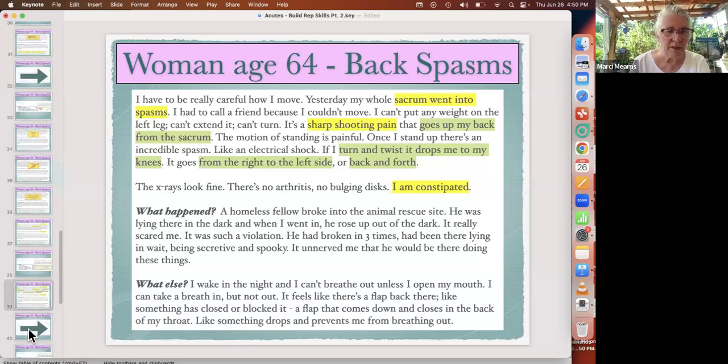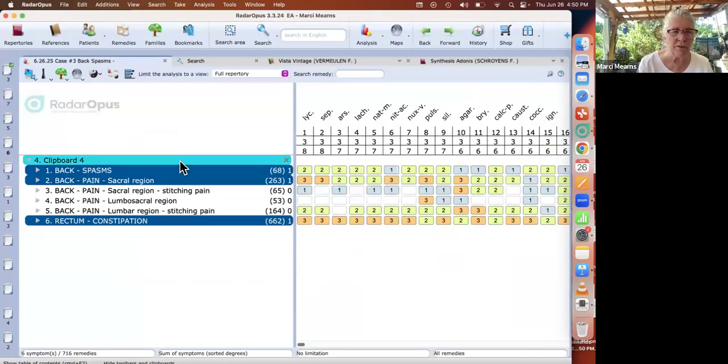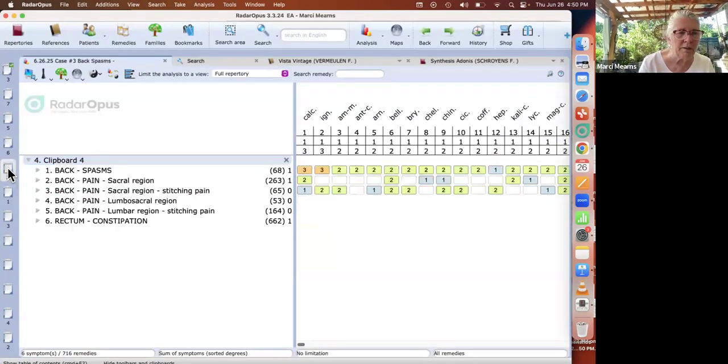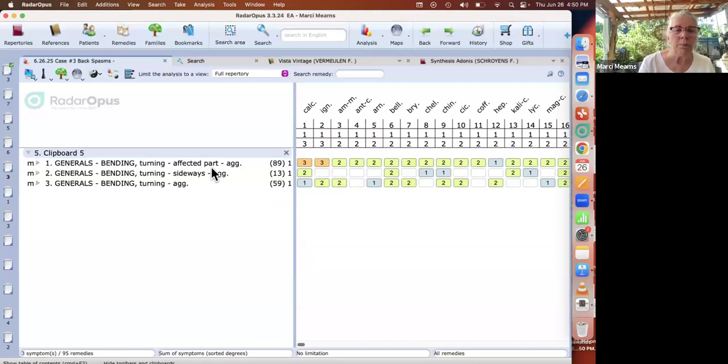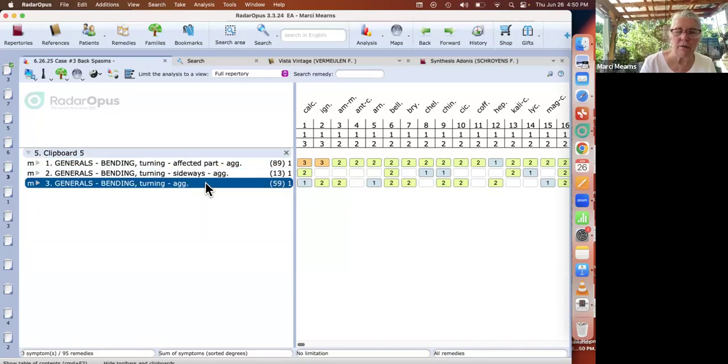Yeah, so let's see what we want to do about that in terms of the modalities. So there's the back pain itself, and then the modalities would be here. Oh, bending. Okay, bending and turning sideways, turning aggravates. Now, why are these in the generals chapter? Marci, why did you do that?